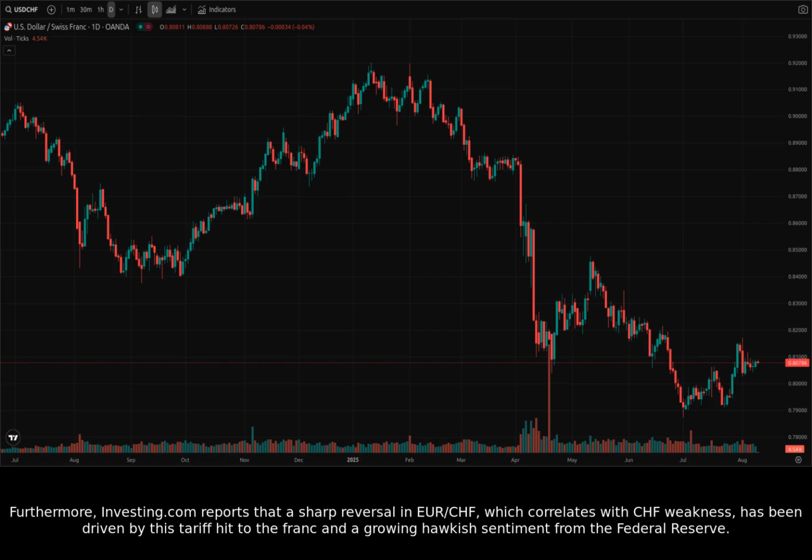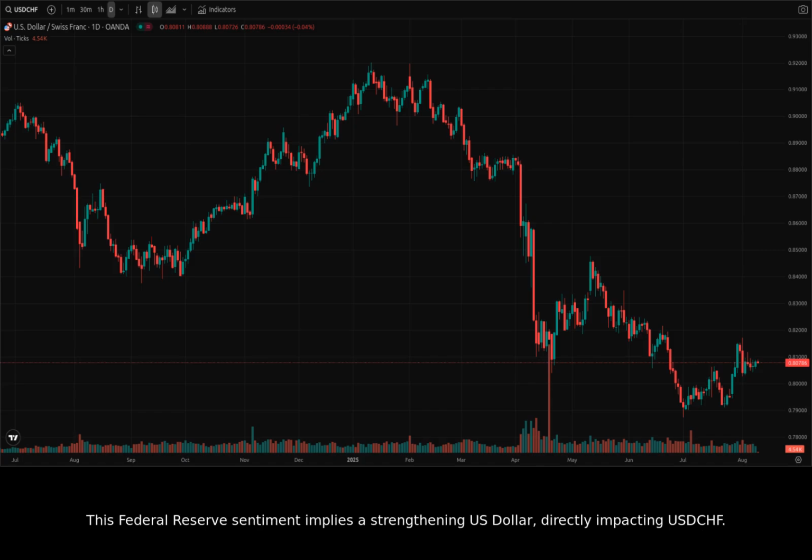Furthermore, Investing.com reports that a sharp reversal in euro to Swiss franc, which correlates with CHF weakness, has been driven by this tariff hit to the franc and a growing hawkish sentiment from the Federal Reserve. This Federal Reserve sentiment implies a strengthening US dollar, directly impacting USDCHF.